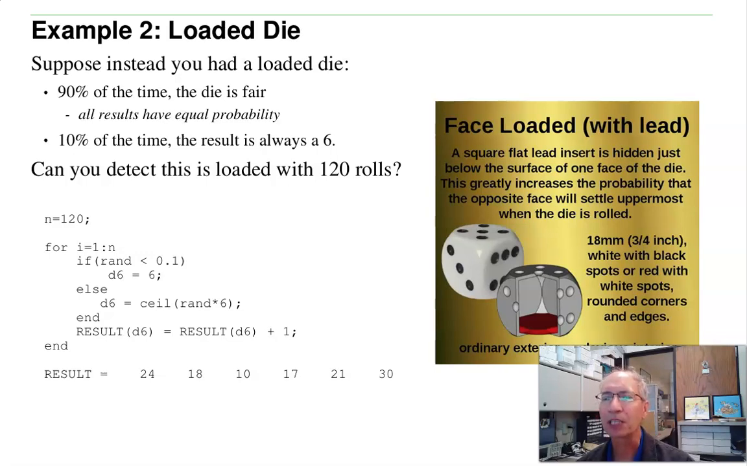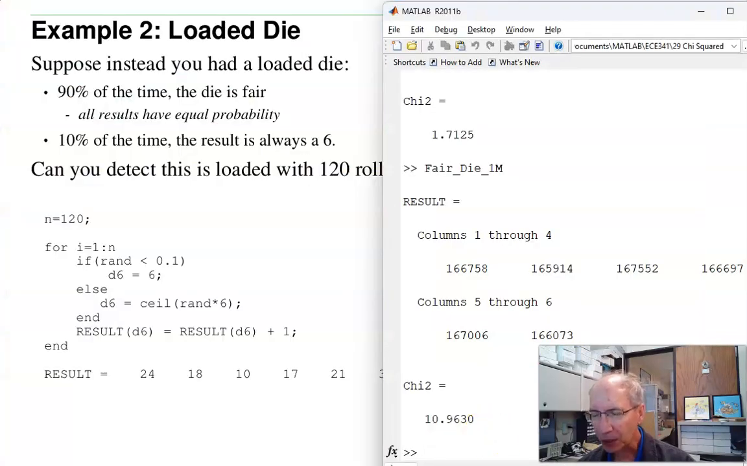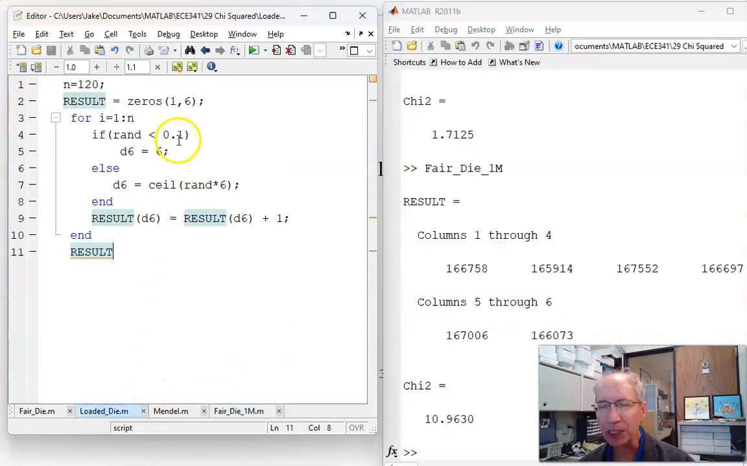In MATLAB, I can do the same thing. For example, if I have something like this, 10% of the time, I'm always going to roll a 6. Otherwise, it's a fair die. Can I detect 10% loading? Well, in MATLAB, here's kind of what that looks like. You can change the loading with this number right here.